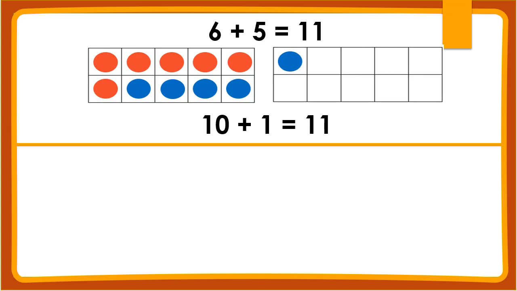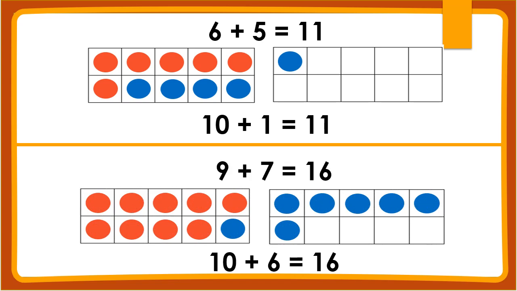Here are some more examples. 6 red counters plus 5 blue counters equals 11. We filled in the first 10 frame, making it 10, and put the extra counter on the second 10 frame, making the number sentence from 6 plus 5 equals 11 to 10 plus 1 equals 11.